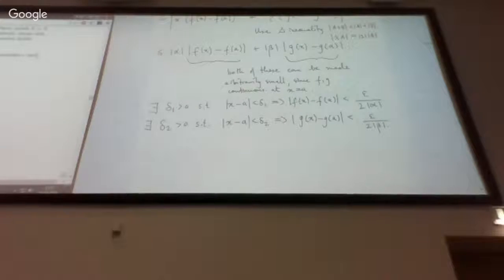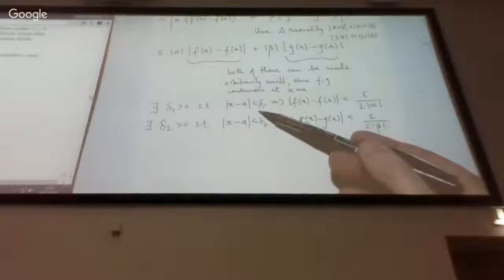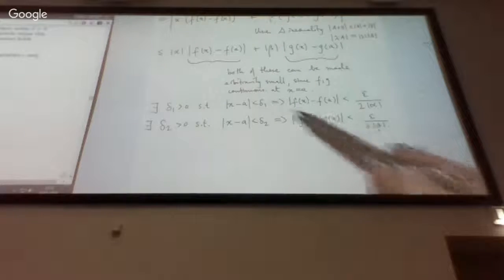But now we've got 2 values of delta floating around. But I want to only talk about one value. See, if I take the smaller of those two, the delta 1 and delta 2 are two positive numbers. They're both talking about sizes of interval around x equals A. So if I just take the smaller of those two, then I'll know that both these conditions here are true, and so both these implications.